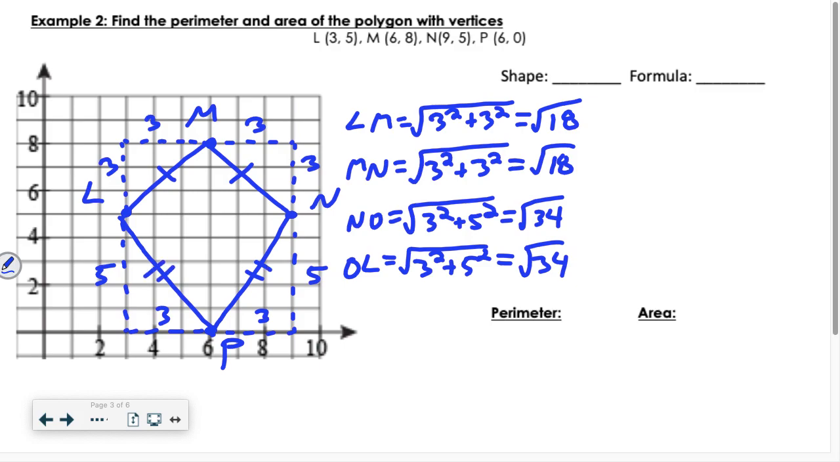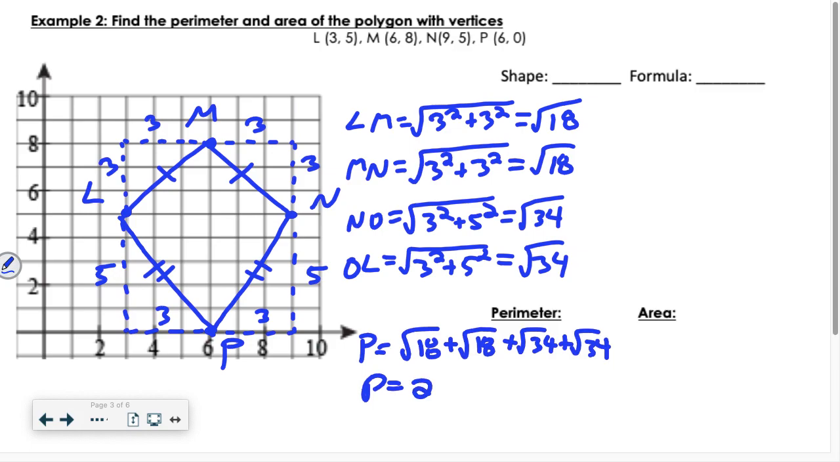For perimeter, I'm just going to add all 4 sides together. So I have the square root of 18 plus the square root of 18 plus the square root of 34 plus the square root of 34. For my approximate answer, I'm going to have 20.147 units, since I haven't defined specific dimensions here.